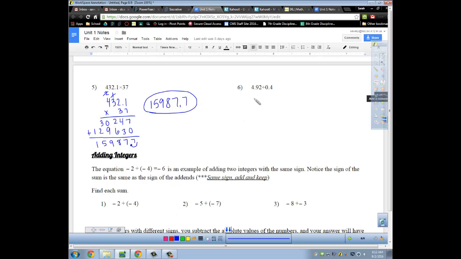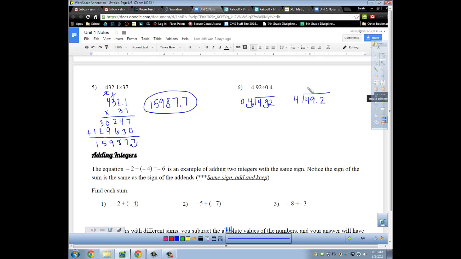Okay, number 6. We have 0.4 on the outside and 4.92 on the inside. Here I have a decimal on the outside, which I don't want. So I need to move that over, which means I need to move that over. Notice we moved it over the exact same number of times. Don't just move it to get rid of it on the inside. Move it the same amount of times. So here that changes into a 4. And this changes into a 49.2.